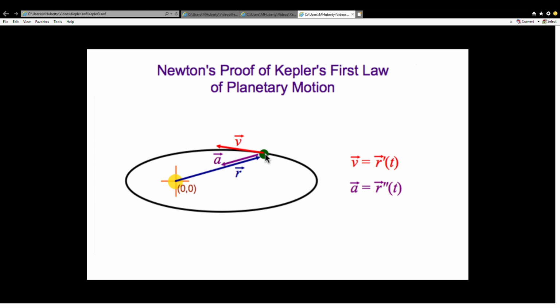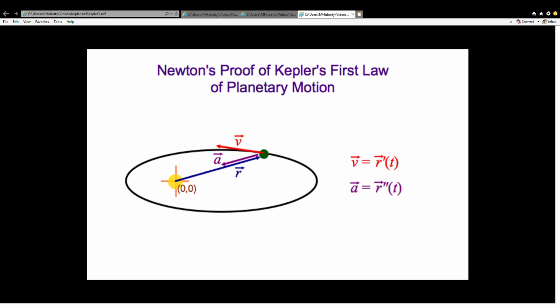And then our acceleration vector, we know, is directly in line back to the sun because, of course, that's the direction that the gravity is pulling it in. And then just a reminder here that the velocity vector is, of course, the derivative of our position vector, and the acceleration is the second derivative of the position vector. So, these relationships are going to be important here.